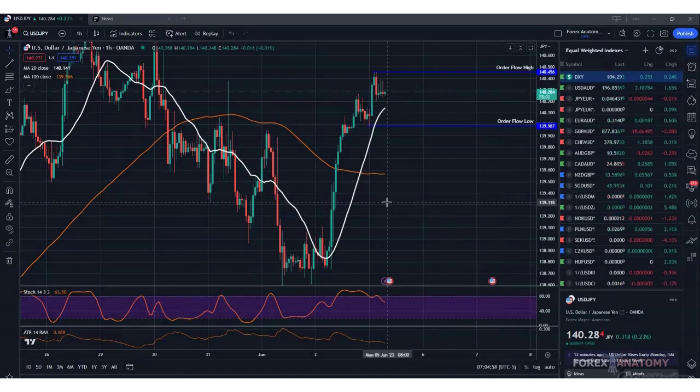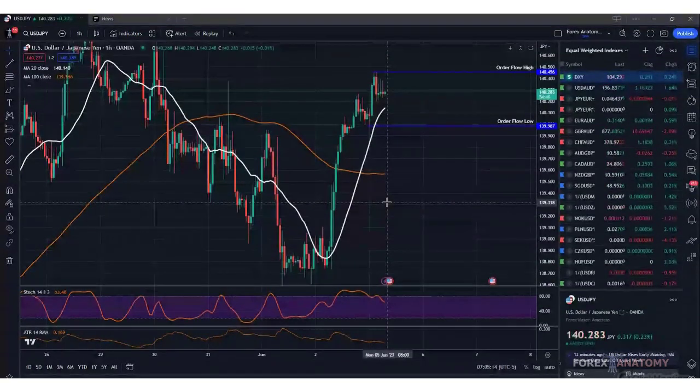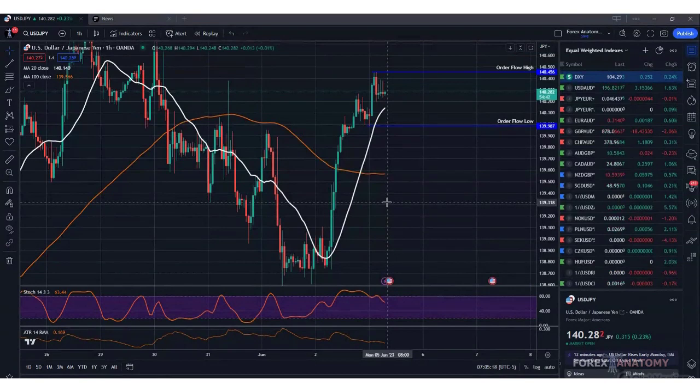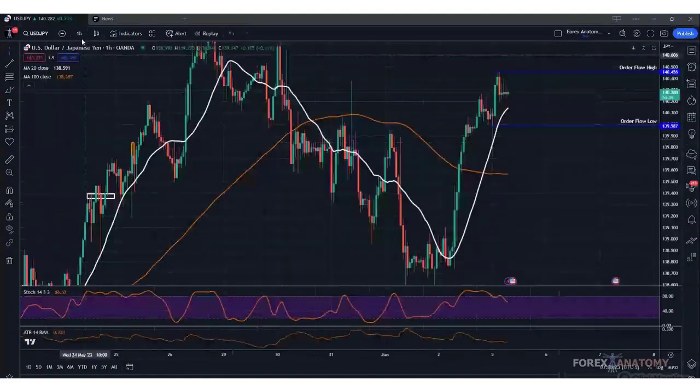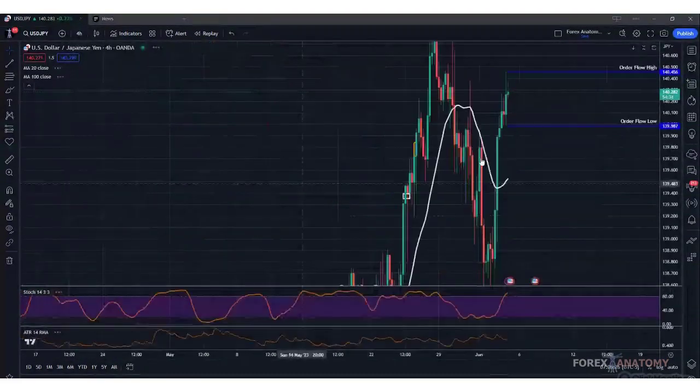But what we see on the US dollar Japanese yen, we see what is obvious. We see bullish order flow. We see directionality to the upside. So then we want to look for opportunities to buy. That would be our bias. That would be our sentiment. And if you want confluence on directionality, you can look at multiple time frames on US dollar Japanese yen. It's pretty obvious on the 1 hour chart, we're bullish. And if you go to the 4 hour chart, we should be bullish as well.